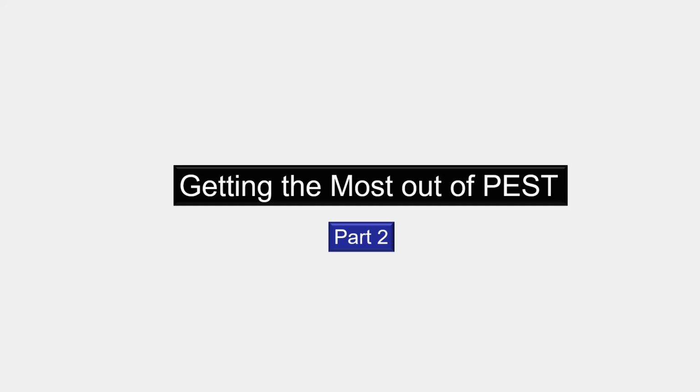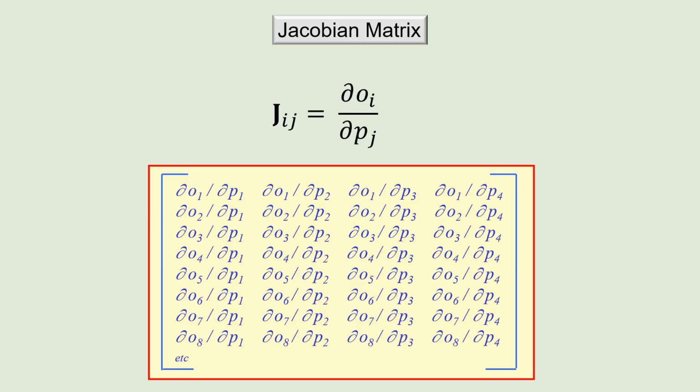This is a continuation of a previous video, the subject of which is getting the most out of PEST. Now let's turn our attention to the calculation of finite difference derivatives. As we've discussed, PEST relies on the integrity of a Jacobian matrix to calculate good parameter upgrades.